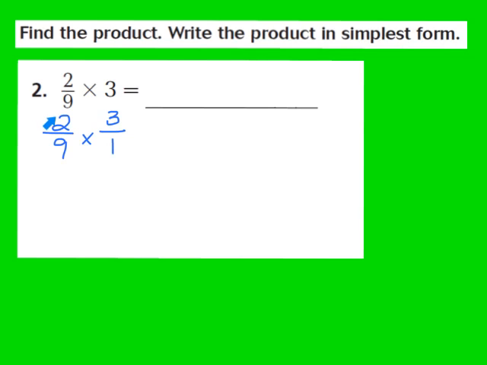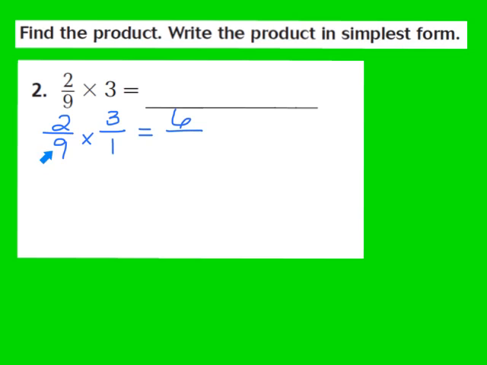So we're going to multiply straight across, numerator times numerator. Well, when I multiply 2 times 3, I know that 2 times 3 is going to give me 6. So my numerator here is going to be a 6. Now our next step is this. We're now going to focus on the denominators. So we're going to multiply the 9 times the 1.